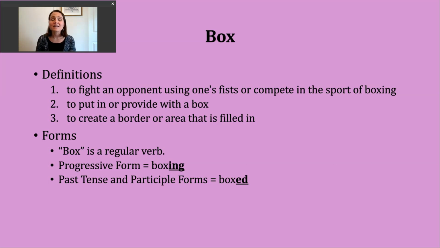You should know that box is a regular verb. To make the progressive tense, all we need to do is add ing to form boxing. The past tense and participle forms of this verb are made by adding ed. The base verb, box, ends with the letter X, which always makes two consonant sounds together. In this case, the consonant sound is a K plus an S. So the ending sound for our base verb here is an S, box, box. Because of this, our ed ending is going to make a T sound.